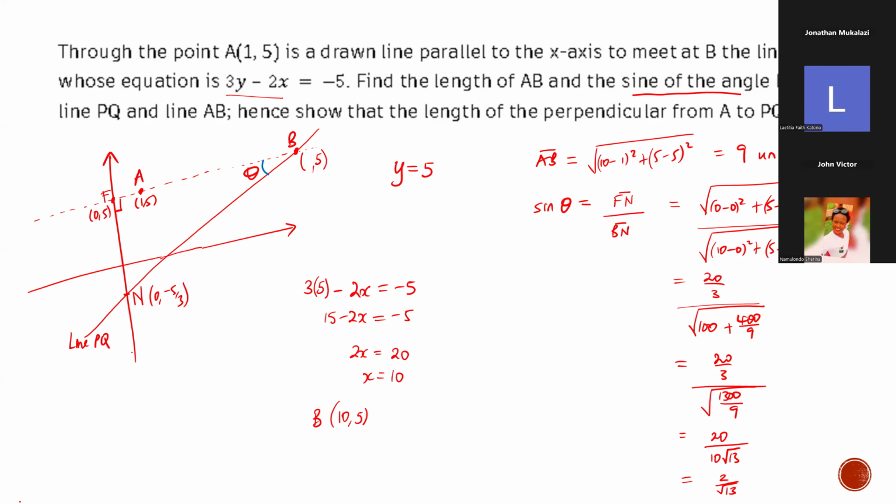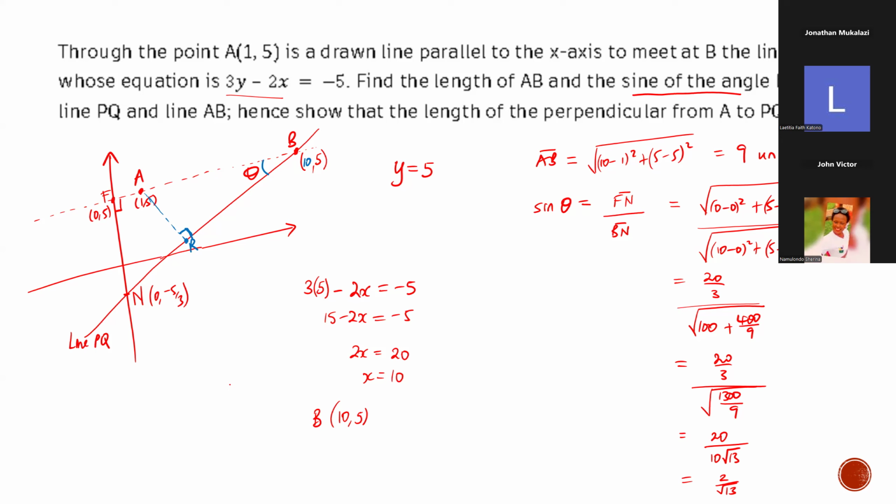Okay, let's have a look. We want to show that the perpendicular from A, we drop a perpendicular from this point to this point. The length of that perpendicular should be 18 over root 13. Let's call that point R. So we want to show that AR is 18 over root 13. An easy way to do this is to find the coordinates of point R, right? R lies on the line PQ, but then AR is also perpendicular to PQ.